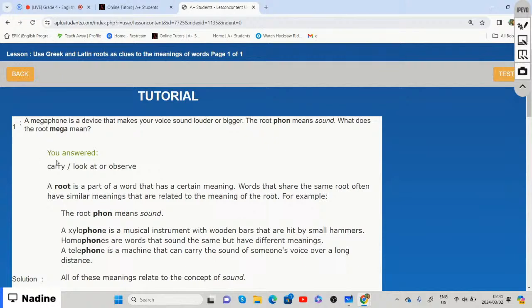And we once again said phone means sound. And then we have a xylophone, which is a musical instrument that creates sound. And we said homophones are words with different meanings, but they sound the same.